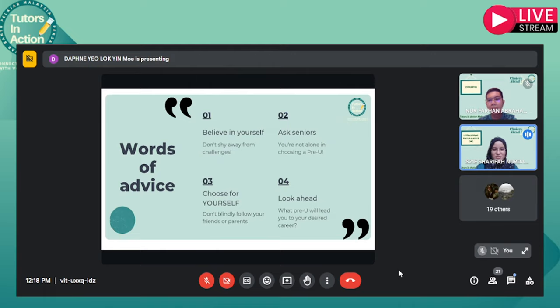As seniors, you're not alone in choosing a pre-U. So this initiative of TIA, whereby you can ask a lot of people their thoughts about their pre-U. Choose for yourself. Don't blindly follow your friends or parents. That's also another important point. Also, look ahead. Think about what pre-U will lead you to your desired career. And also, you need to look at the cost, and whether the assessment method is suitable for you, etc.